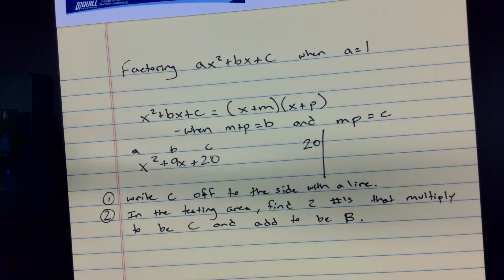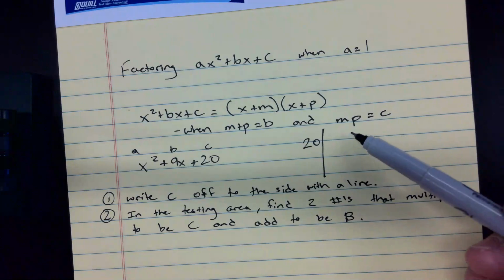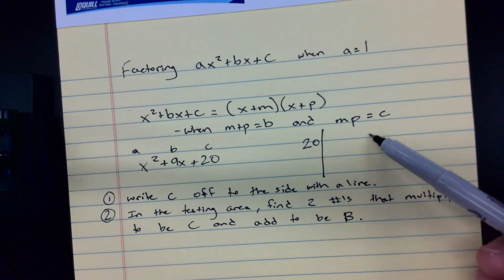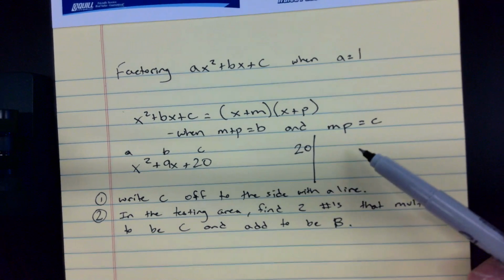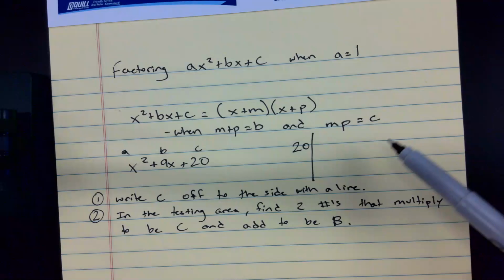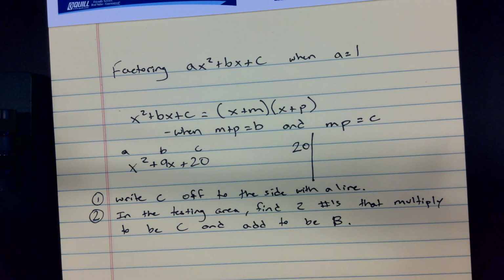So 5 and 4. Okay. This is called the testing area over here. Does everyone see the line next to the 20? This is called the testing area. This is where you're going to think of all the numbers that multiply together to be 20. So, Kason, tell me two numbers that multiply together to be 20.